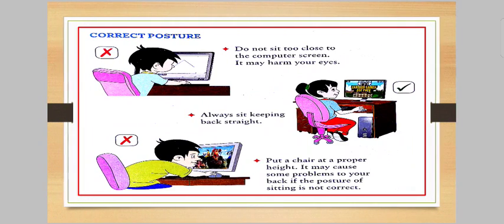Next is correct posture. Here you can see the first image. Do not sit too close to the computer screen, it may harm your eyes.